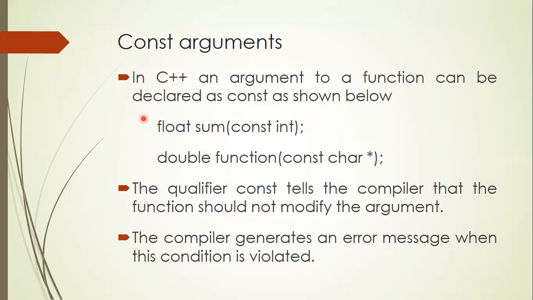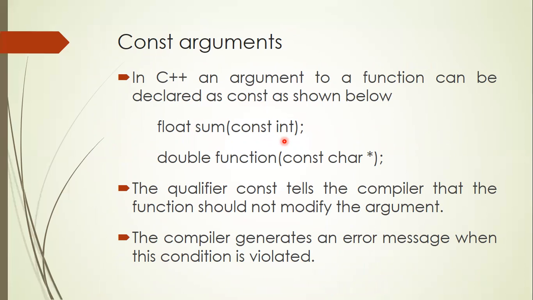Okay. Then the next concept in functions is const argument. It also stands for constant argument. In C++, an argument to a function can be declared as constant. In the prototype only, if I mention any argument as constant, for example, here, float sum const. What is the meaning? The function name is sum.